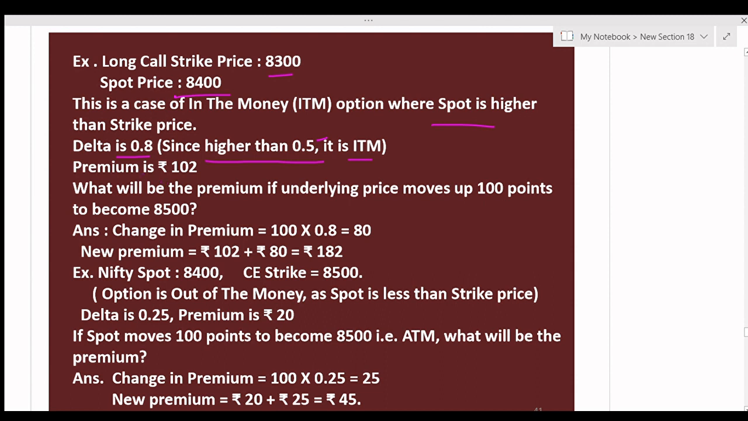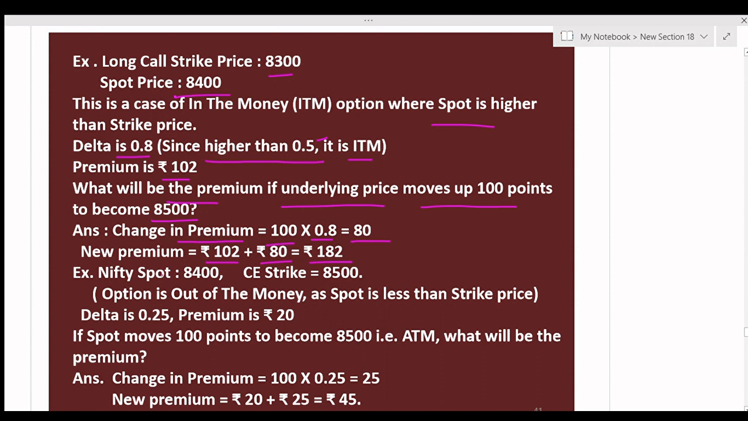Premium is rupees 102. What will be the premium if the underlying price moves up 100 points to become 8,500? Now it is 8,400, and when it moves up by 100 points, it will be 8,500. The change in premium will be 100 points deviation multiplied by 0.8. 0.8 is the delta, so that is rupees 80. So the new premium will be 102 plus rupees 80, which is equal to 182.